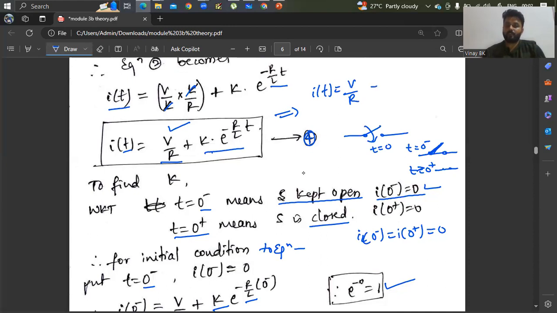k is minus v by r, minus v by r into e to the power minus r by L into t. Take v by r as common: 1 minus e to the power minus r by L into t. The same solution you will be getting here.